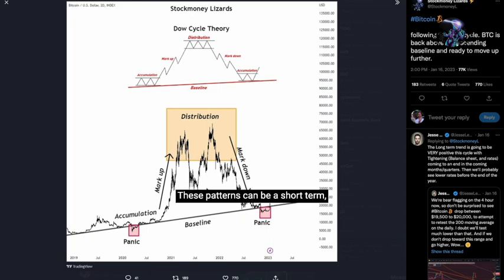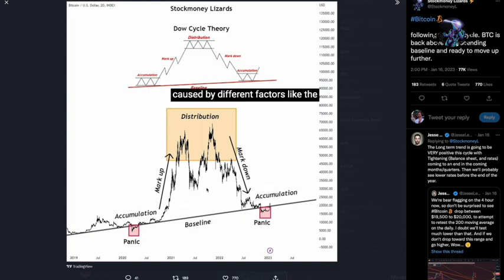These patterns can be short term, medium, or long term, and can be caused by different factors like the economy or people's emotions, ranging from interest rates, recession or not. It's important to use these trends with other information and just not rely on them alone, as we always say on Stock Money Lizards.